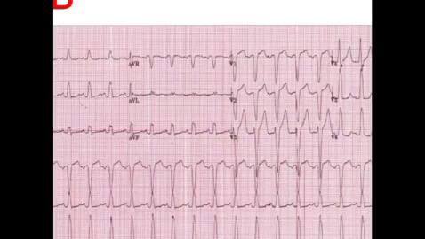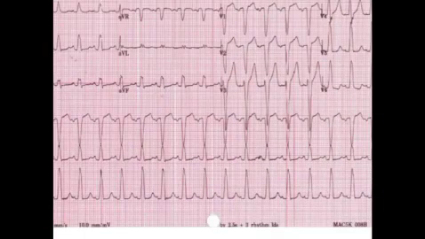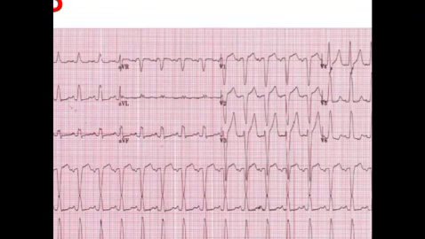Just look here to know the left bundle branch block again. We have a deep wide S wave in V1, and maybe V2 also, here and here.